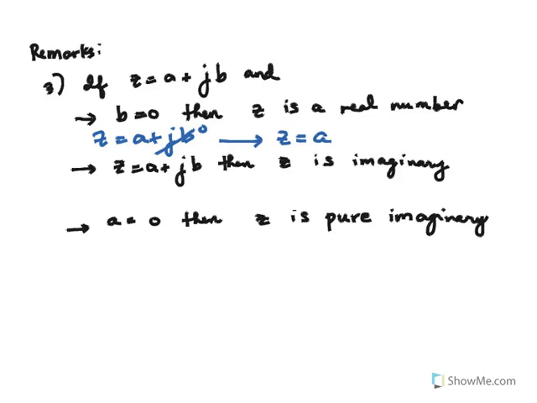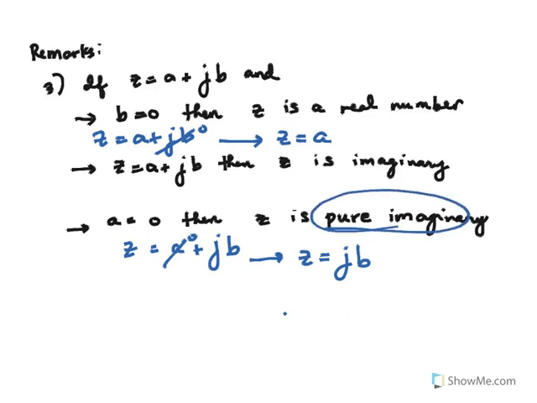Also, if z is equal to a plus jb, then z is considered imaginary. So basically, that's a given. So that's obvious. If both real and imaginary parts are present, then you have an imaginary number. And if a is equal to 0, if z is equal to a plus jb and a is equal to 0, then z is pure imaginary. So here, in the third case, z is equal to a plus jb, the real part is equal to 0, then it follows that z is equal to jb. What remains is only the imaginary part, and so you can say that your complex number is pure imaginary.